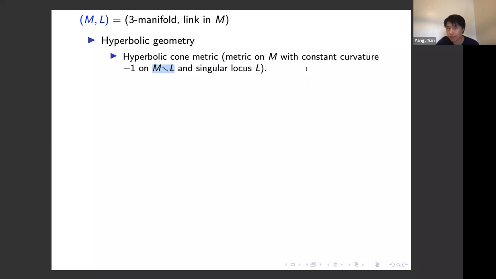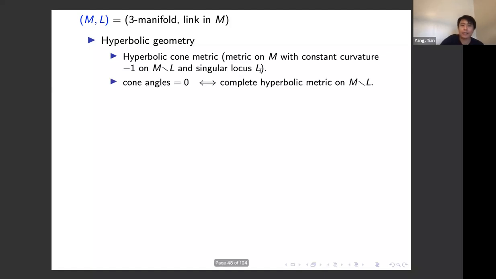Not necessarily complete. And here we allow cone singularities along the link. As a technical requirement, we want the link in this metric to be a geodesic. So on the complement, we have a hyperbolic metric, and along the link, we have cone singularities. We require that along each component of the link, the cone angles are all the same. So for each component, we have a fixed cone angle, but different components may have different cone angles.